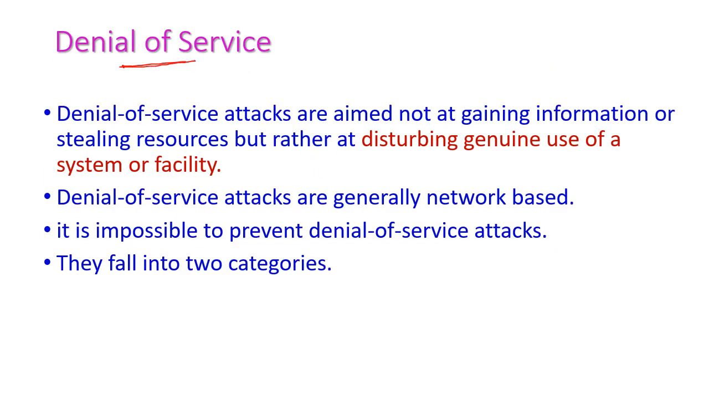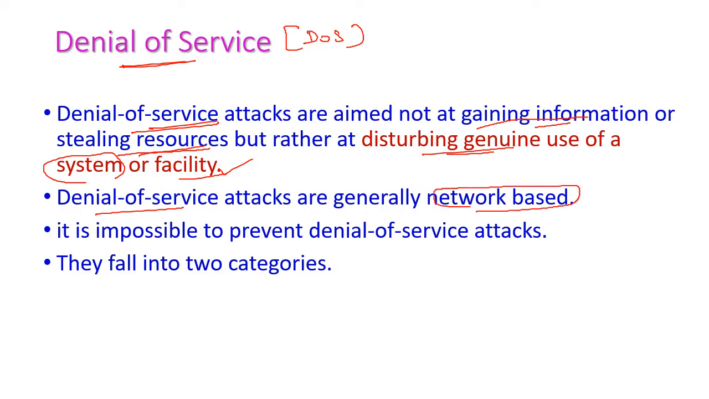The next important one is denial of service, which is otherwise called DoS. The main aim of DoS is disturbing the genuine service or the genuine facility of our system. They are not interested in gaining information or stealing system resources. Denial of service attacks are generally network-based, and it is impossible to prevent them. They fall under two categories.